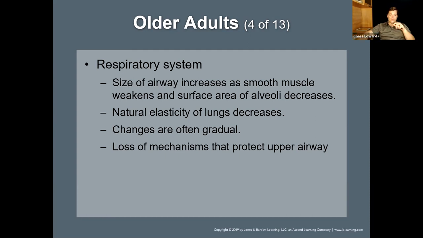So within the nose and mouth, there's a gradual loss of the mechanisms that protect the upper airway. And this leads to a decreased ability to clear secretions, as well as decreased cough and gag reflexes. So just more obstruction there, right? The number of cilia that line the airways diminishes, resulting in less sensation and responsiveness when the structure of the upper airway is innervated. And that's why the gag reflex and decreased coughing reflex occurs. Aspiration and obstruction, like we said, become much more likely at that point.